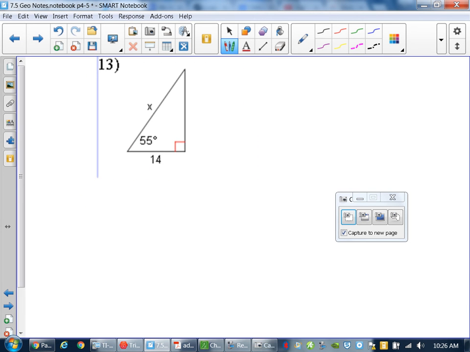You circled your angle, you drew opposite, which makes this an adjacent, and that's a hypotenuse. What trig function do you have to use to find x in this case? Which one has adjacent and hypotenuse? The second one, the cosine. So then you would write out the cosine of your angle is your adjacent over your hypotenuse. And that's all I asked you guys to do.